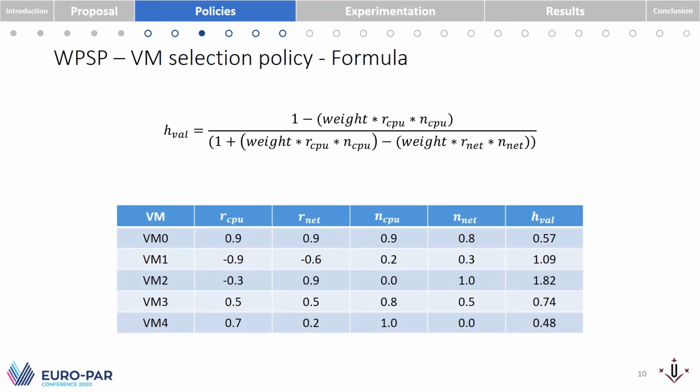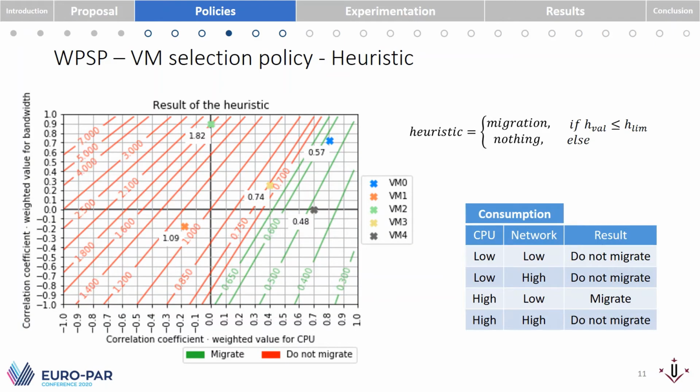Finally, obtaining the HVAL value for each VM, showing us the balance between CPU and network usage and their capacity to saturate their host. The remaining weight value is set to 0.5 and can be modified if the resulting values are too much or not enough spread. The decision about which VM is migrated falls on this last step.